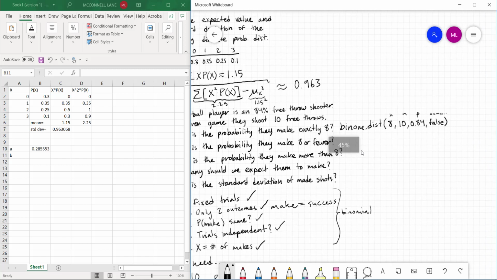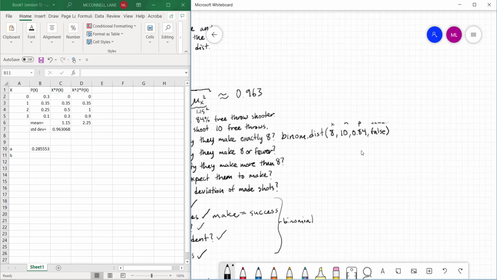So using false means we are interested in only that one exact outcome. If we use true here, that's the only difference that we'll do on this next problem. So we'll see that in a minute. But let me just write down the answer. We got 0.286. We'll round that up.